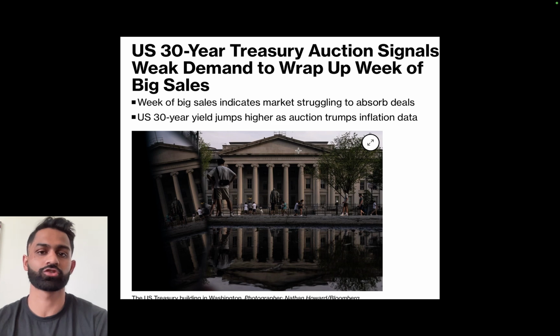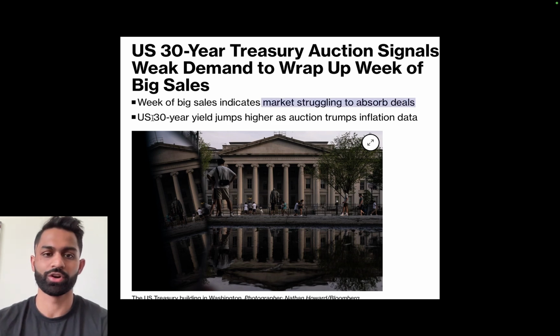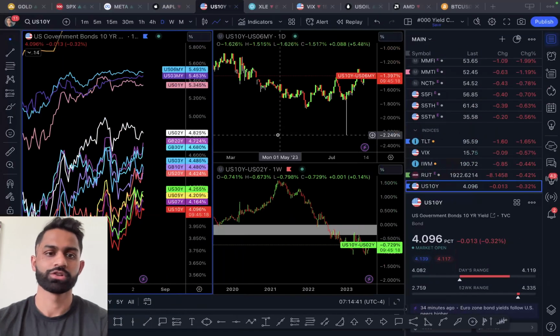The U.S. 30-year Treasury auction signals weak demand to wrap up week of big sales. So a week of big sales indicates markets struggling to absorb deals, and the U.S. 30-year yield jumps higher as the auction trumps inflation data as well. This is literally from today, from 6 hours ago. So we need to be careful.